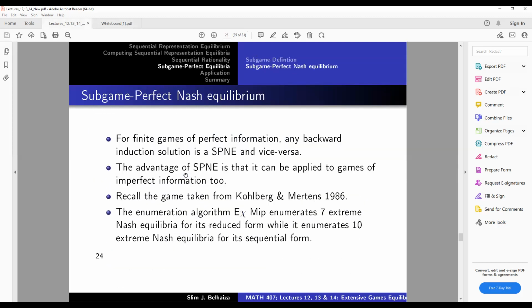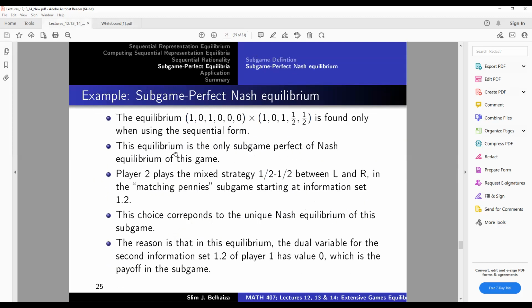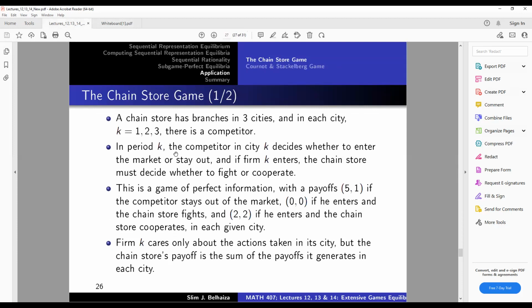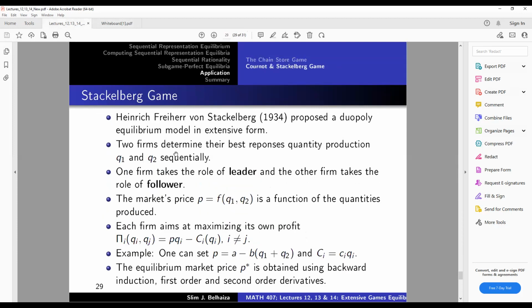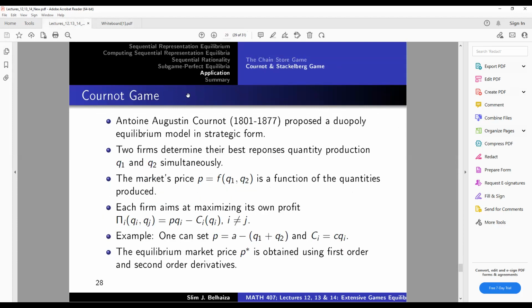I would like to move on a little bit. I'll skip this part, as it is too much in detail. I will talk now about the Cournot and Stackelberg games.